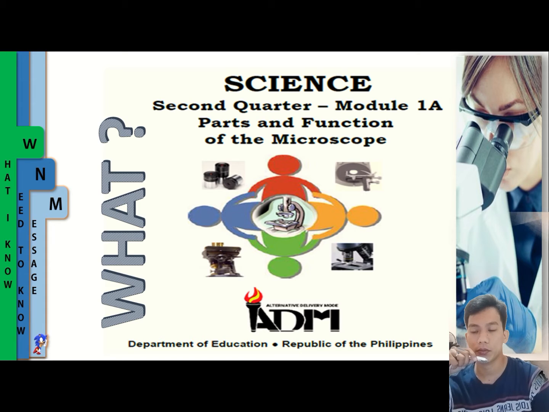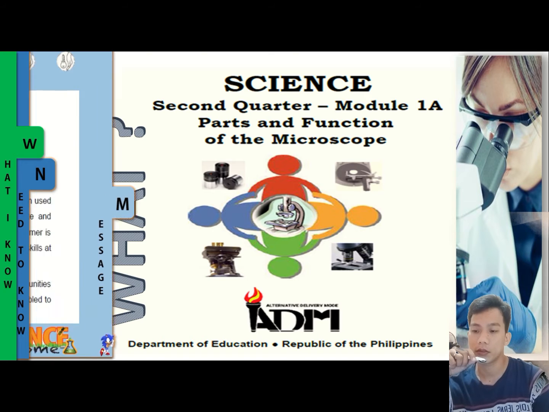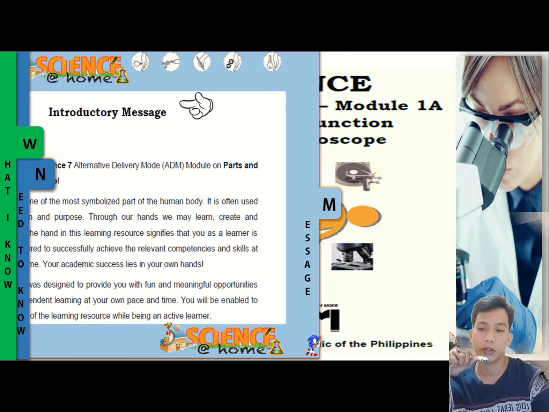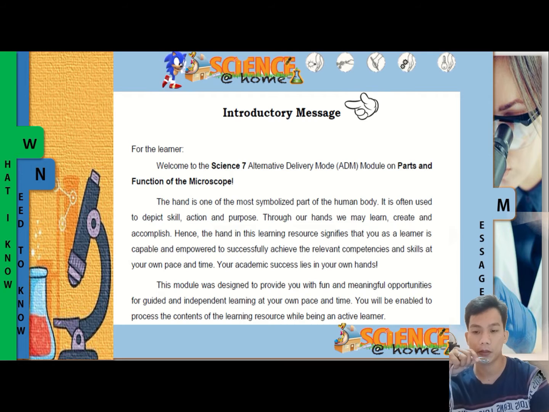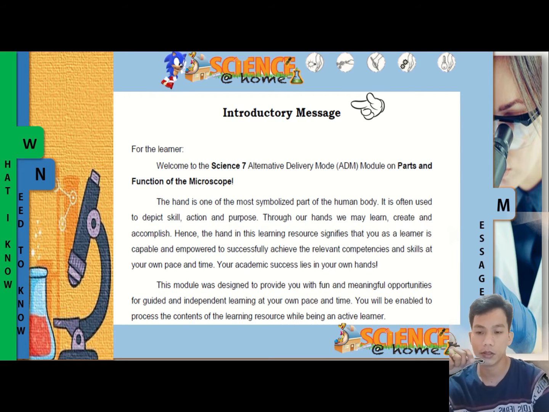What are the different parts of the module for the second quarter? The first part would be the introductory message. Welcome to the grade 7 alternative delivery mode module on parts and function of the microscope.